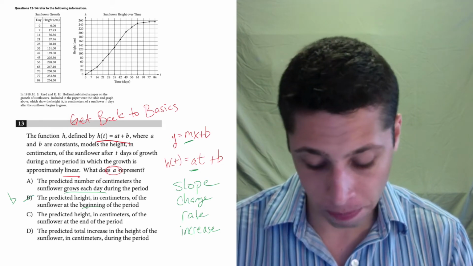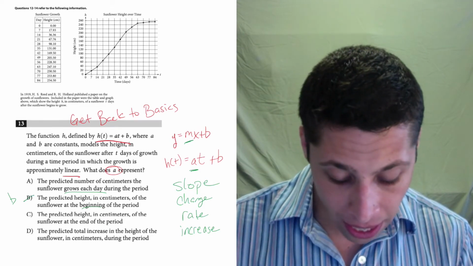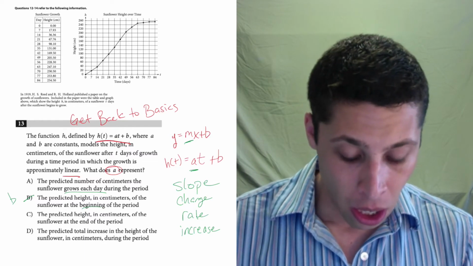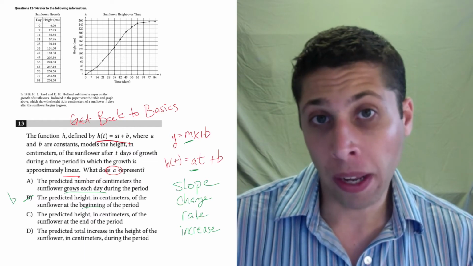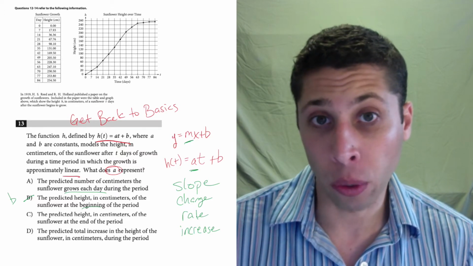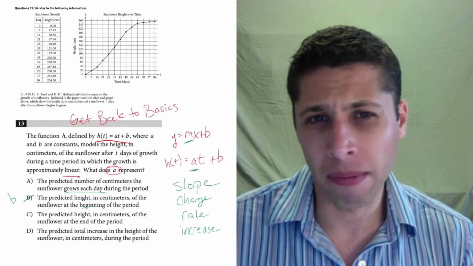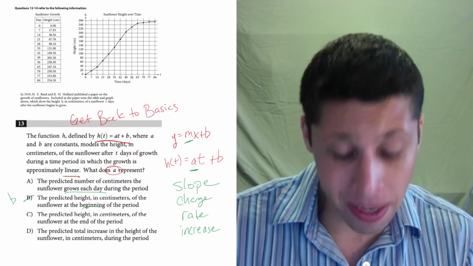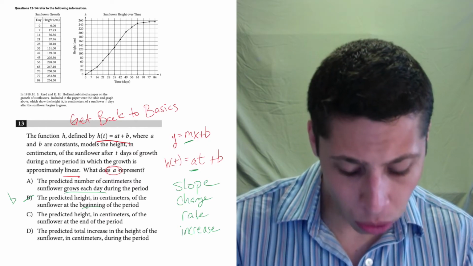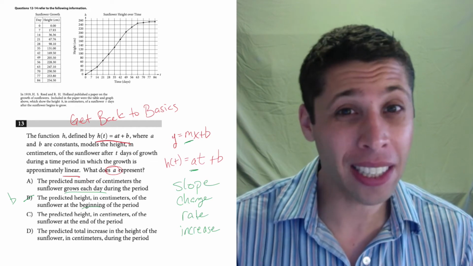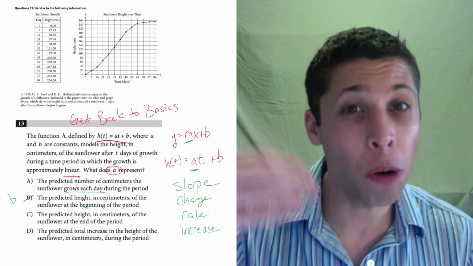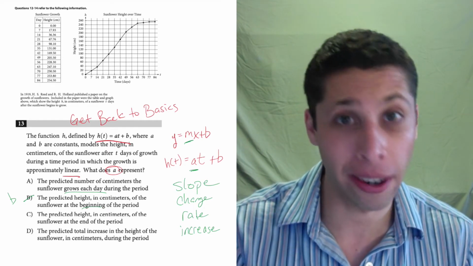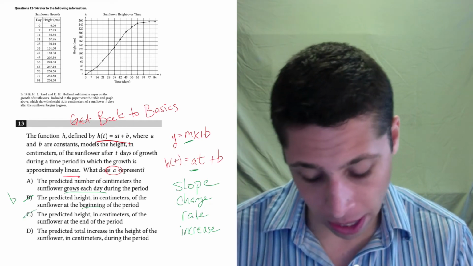So that's wrong. C, the predicted height in centimeters of the sunflower at the end of the period. Well, that doesn't really correspond to anything on our linear equation. The end of the period, I don't know, that's just a random number, a random point. So that doesn't mean anything. So this is a total change maybe, but that's not what a slope is. A slope is a rate of change, how much it changes per day, per month, per year, per whatever. So that's not going to be right either.